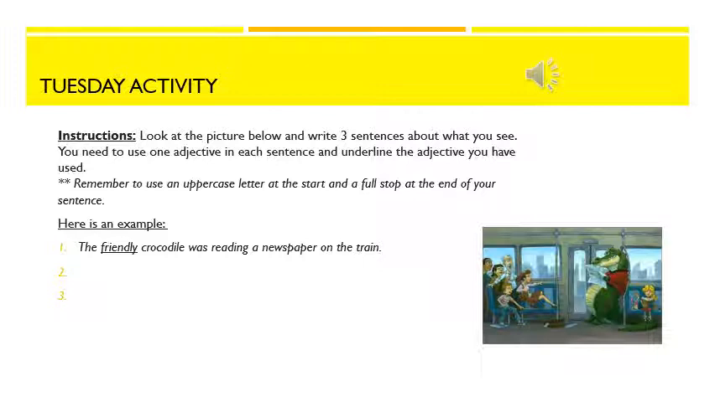Here is an example of my sentence for this picture. The friendly crocodile was reading a newspaper on the train. You'll notice that at the start of my sentence I have an uppercase letter. At the end of my sentence I have a full stop. And the word friendly is underlined because it is the adjective that I have used to describe the crocodile. If you go to the next slide, you'll be able to see the picture much bigger and you can write your own 3 sentences about what you see.